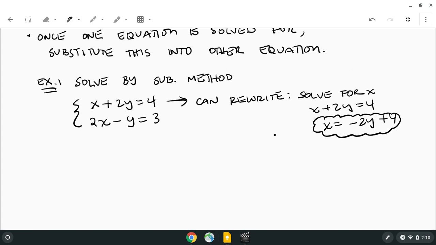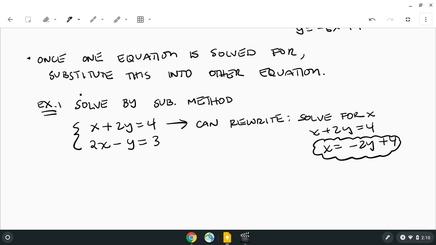Okay, and so this last step right here, once one equation is solved for, substitute this into the other equation. So here I have this first one solved for x. And so now I can replace the x in the other equation. I can replace this x with negative 2y plus 4. Okay, because x is equal to negative 2y plus 4, I can substitute negative 2y plus 4 in for x. Okay, so instead of writing 2 times x, I'll be writing 2 times negative 2y plus 4.